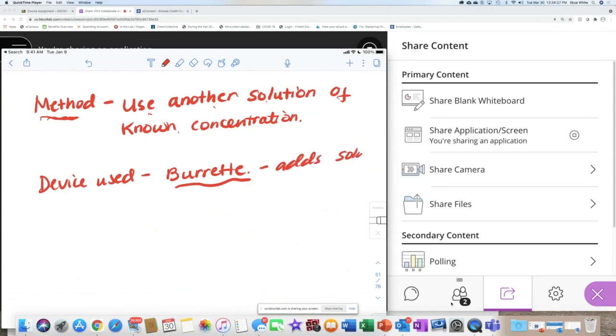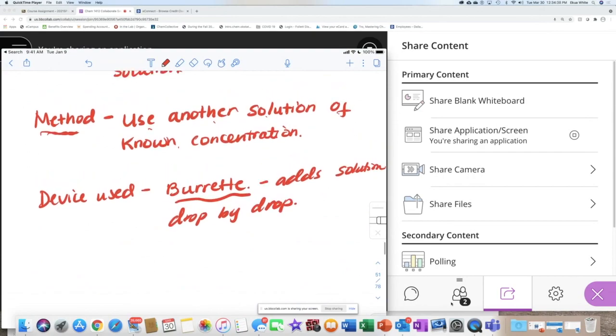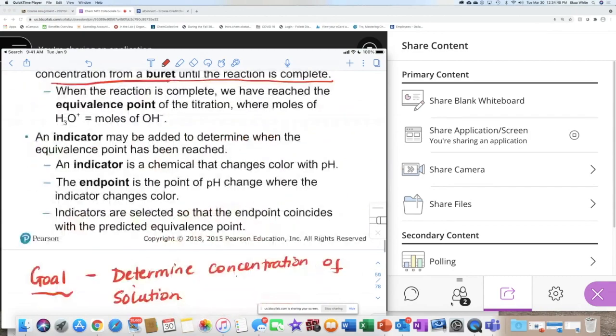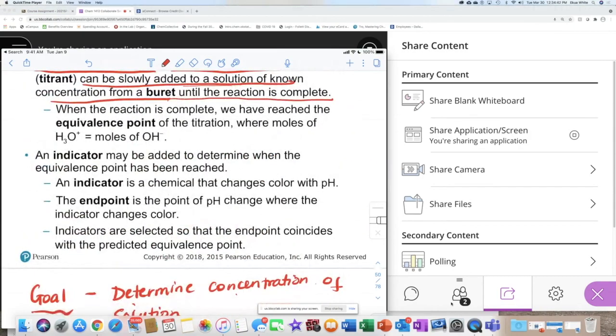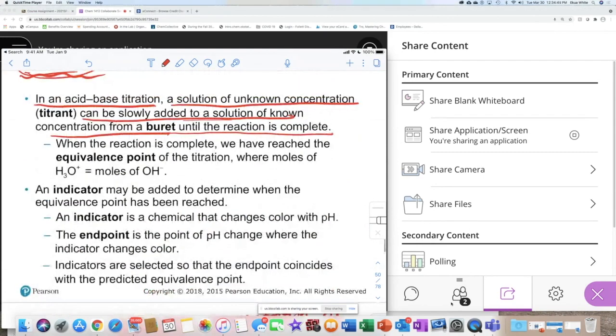a solution drop by drop. Such a beautiful process, y'all, until the reaction is over. Okay? So, how do we know the reaction is over? When the reaction is complete, we have reached equivalence point.